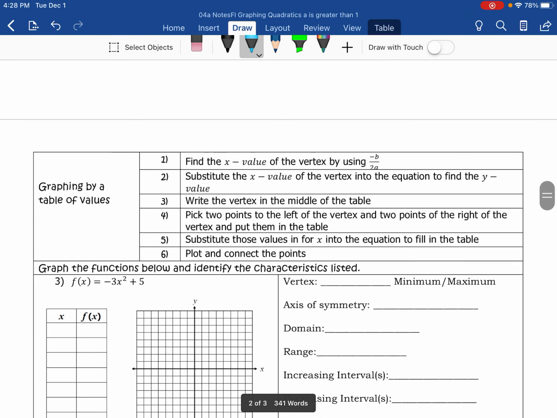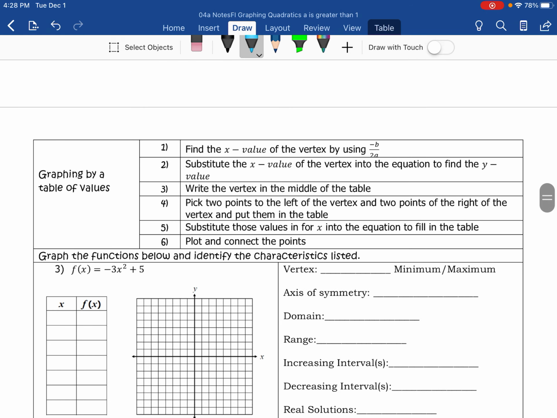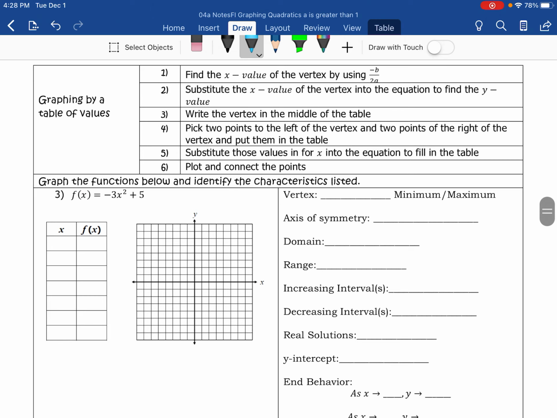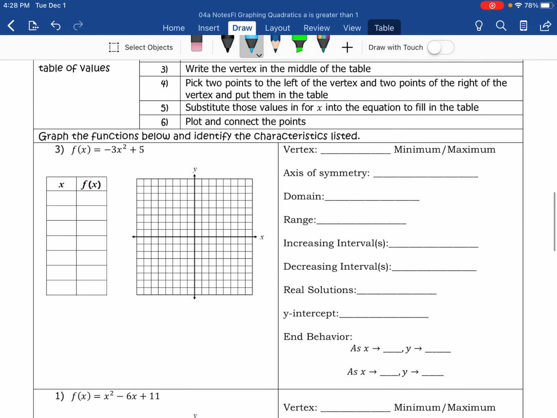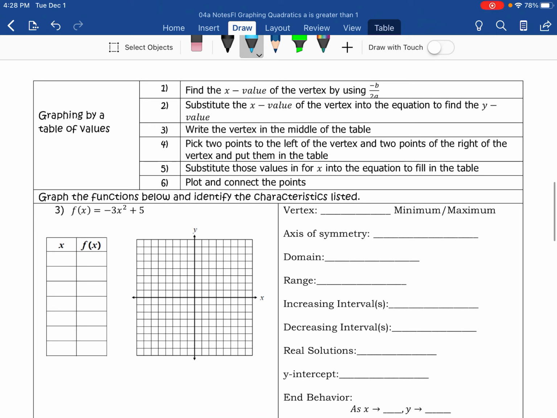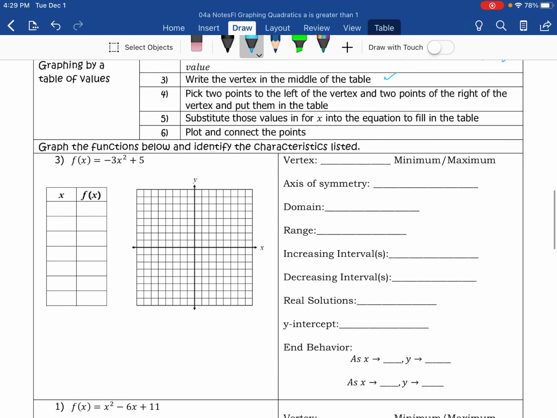So now let's talk about actually graphing. That's just a nice sketch, but it actually isn't doing the actual graph. So just graph the functions below and identify the characteristics listed. The first thing you need to do when you graph is find the x value of the vertex, then find the y value of the vertex, and write the vertex in the middle of the table. So let's start with that.